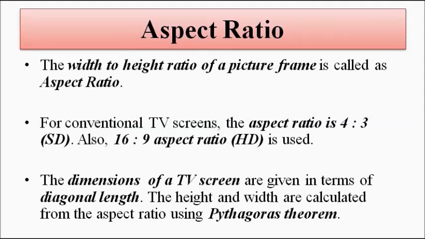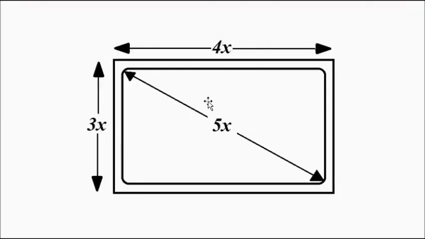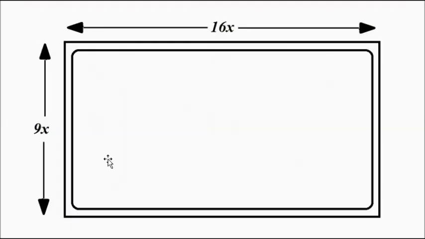So the important thing here is the aspect ratio of the image or the picture frame, which is the width to height ratio, the ratio between the width of the screen and the height. Normally it is 4:3, sometimes a 16:9 aspect ratio is also used. In today's high definition TVs, we have 16:9 aspect ratio, normally it is 4:3.